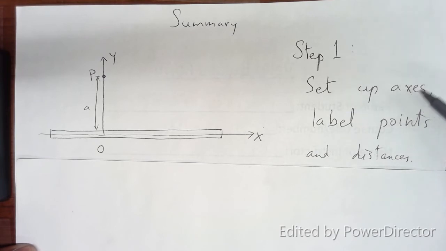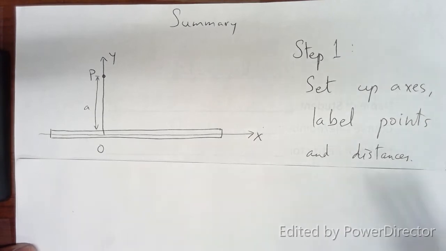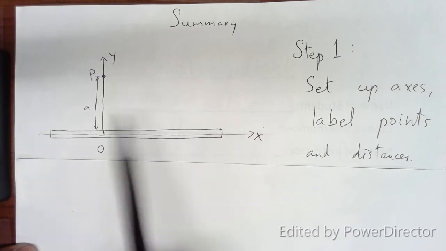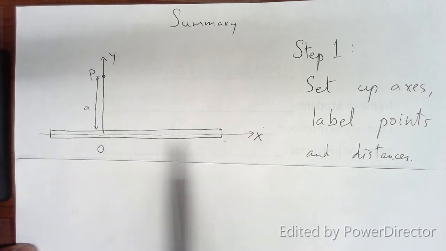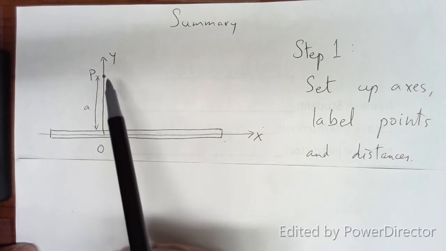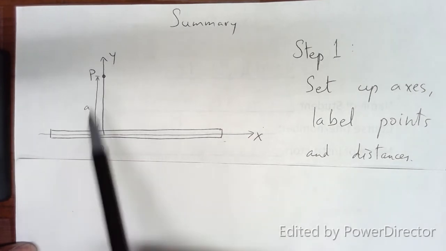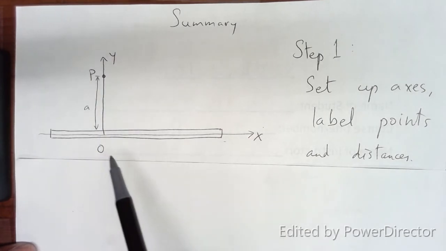If the axes are not already given, set up the axes and label the various points and distances. So in this case, the axes and the setup was given to us. We had the rod, the origin. The rod was lying along the x-axis. The point P was specified. It was along the y-axis at a distance a above the origin.